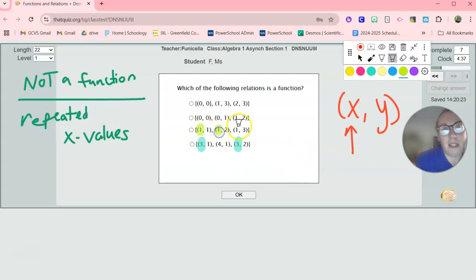For option C, we see that 1 is repeated 3 times, so that's not a function. And then we see 0 repeated twice, so that's not a function. Notice this first option, all of the x values are different, so we're good, and it is a function. Beautiful.